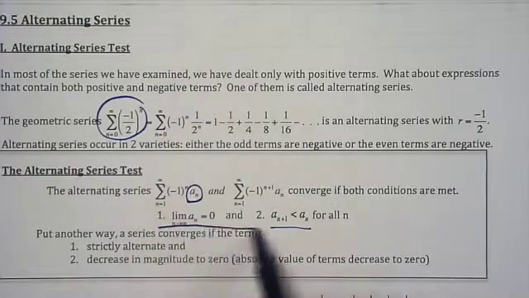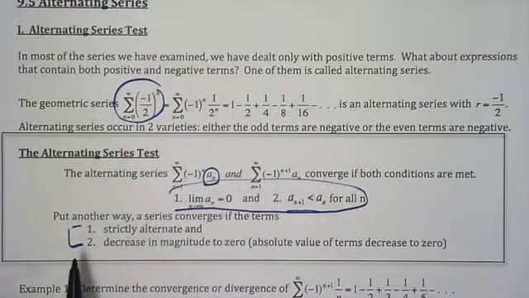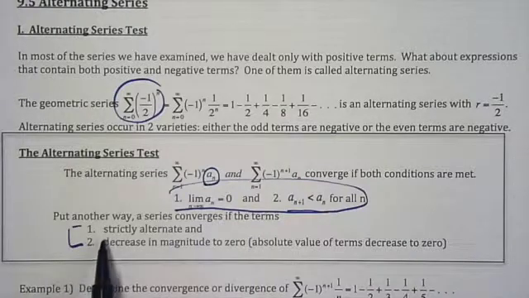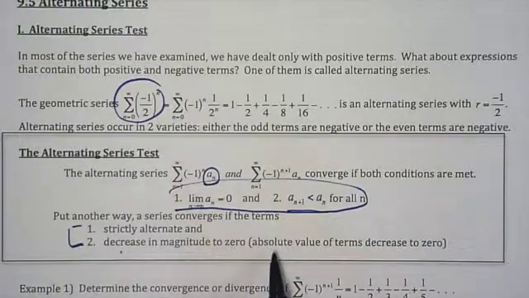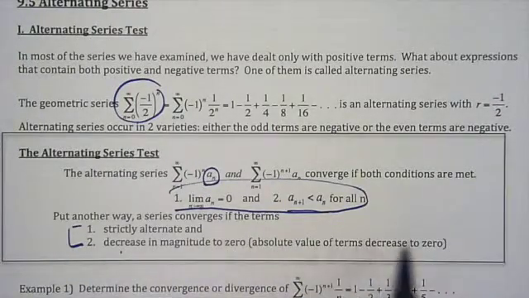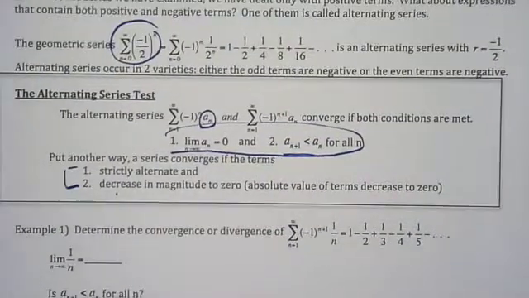Another way you can think about it in terms of words is that you have an alternating series and the numbers are decreasing in magnitude to 0. Or if you look at just the absolute value of the numbers, they're getting smaller to 0. That's another way you can phrase it. Okay, so let's go ahead and look at a couple examples and see what happens.